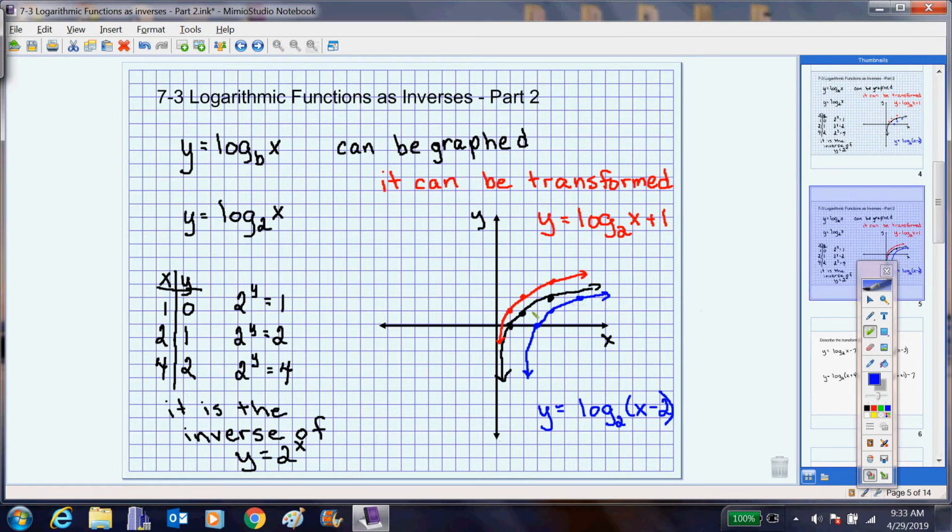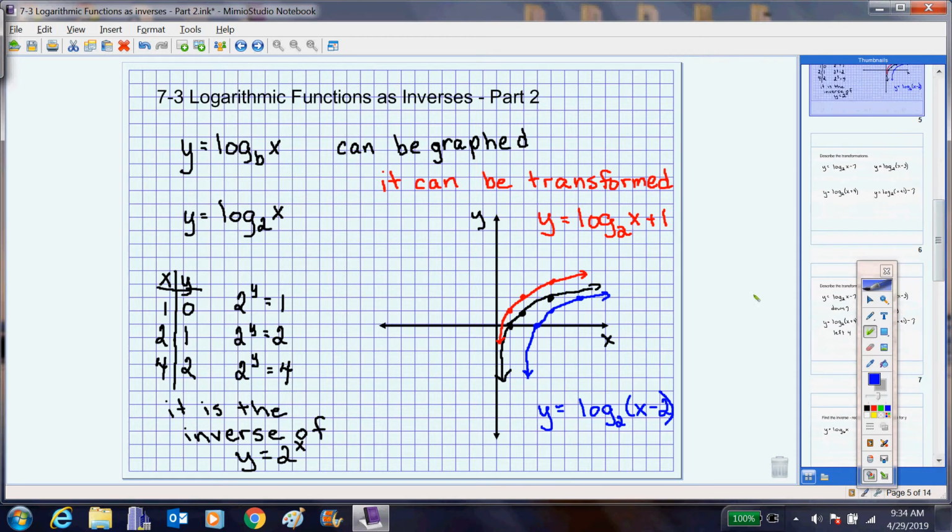So our rules end up being exactly the same. We add 1 to the entire logarithmic function and it moves the whole thing up. If we take away 2 just from the x part, then it moves it to the right. And so our graph moves just like any of the other graphs that we had, just like the parabolas, just like the absolute value function from the beginning of the year, just like the exponential function that we already looked at. All of them move in the same basic way.